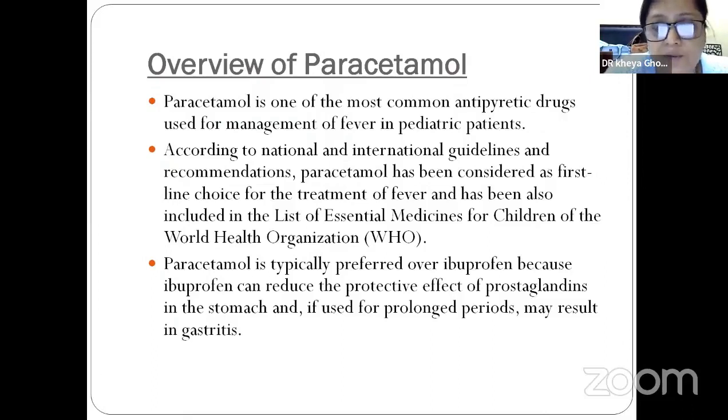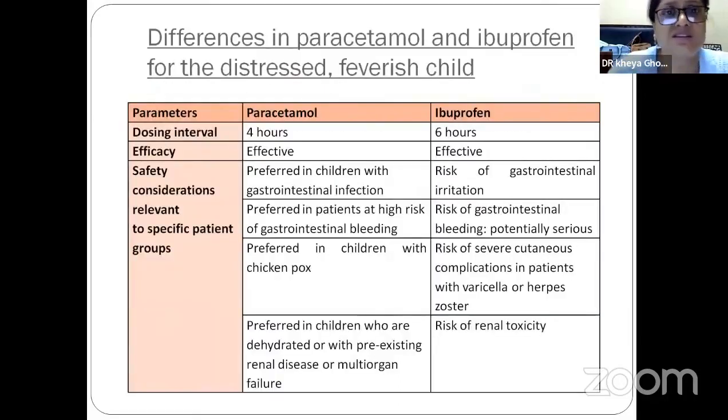Ibuprofen can reduce the protective effect of the prostaglandins in the stomach, and if used for prolonged periods may result in gastritis. It may sometimes be dangerous in children, as some infections cause thrombocytopenia, and very common all over India is dengue. So the season is coming for dengue infection. When you have a low platelet count, it is sometimes very dangerous to use ibuprofen. But paracetamol is well tolerated. So this is the difference between paracetamol and ibuprofen.